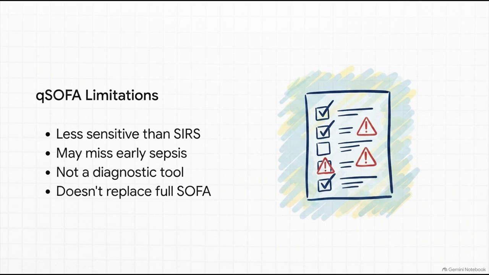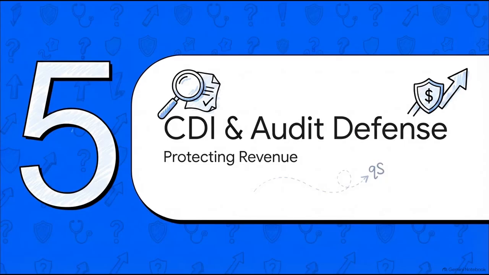And finally, it's not meant to replace the full SOFA scoring scale in ICU settings. The full SOFA scale requires all those lab results like bilirubin, platelets, and creatinine, whereas qSOFA is just a quick bedside check. Bottom line, relying solely on qSOFA to confirm or deny a sepsis diagnosis is just a fundamentally flawed approach. Let's transition into Section 5, CDI and Audit Defense.